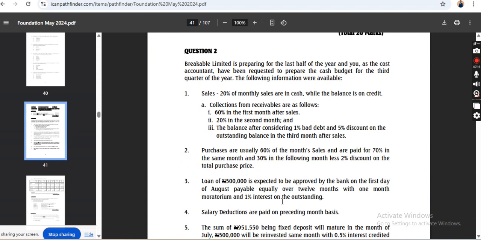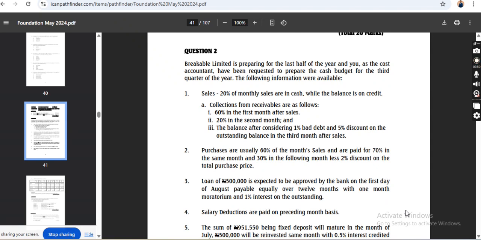Class, what is 1 month moratorium? What does that mean, class? This 1 month moratorium given to them. A delay, it sounds like delay. Okay, thank you. Then 1% interest on the outstanding.